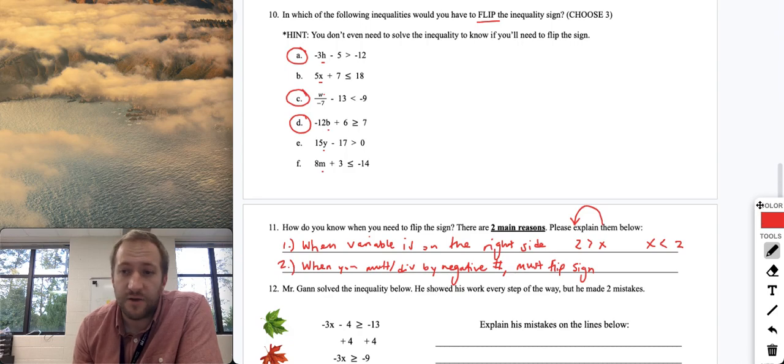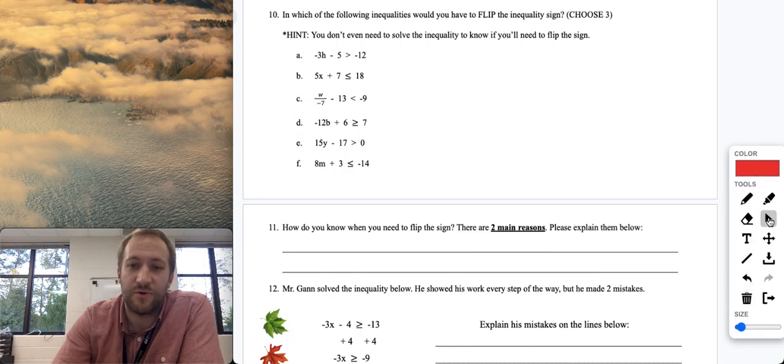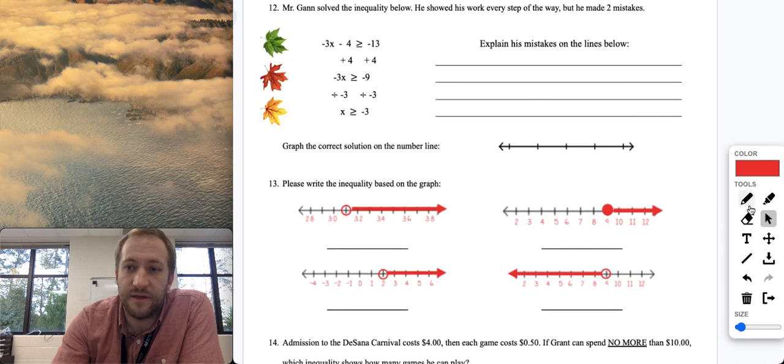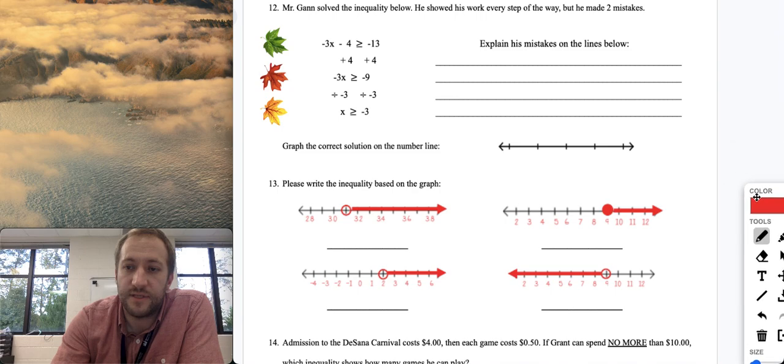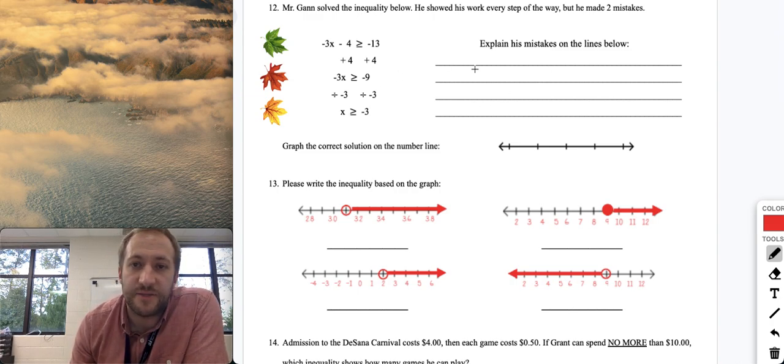So let's go down to number 12 right here. Let me give that an erase. We're going to scroll down. All right, let's look at this one. It says Mr. Gann solved the inequality below, and he showed his work every step of the way, like a good math student always does. But he made 2 mistakes. Explain the mistakes on the lines below. So here's an inequality. Let's go through and see what we should do first.